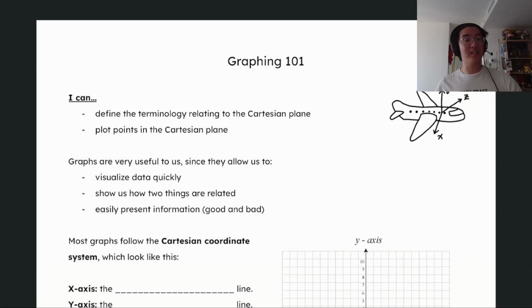Okay, so this is a quick review on how to read graphs, the Cartesian plane, and all that kind of fun stuff. Right, because for the next 2 units, we'll be working a lot with graphing.